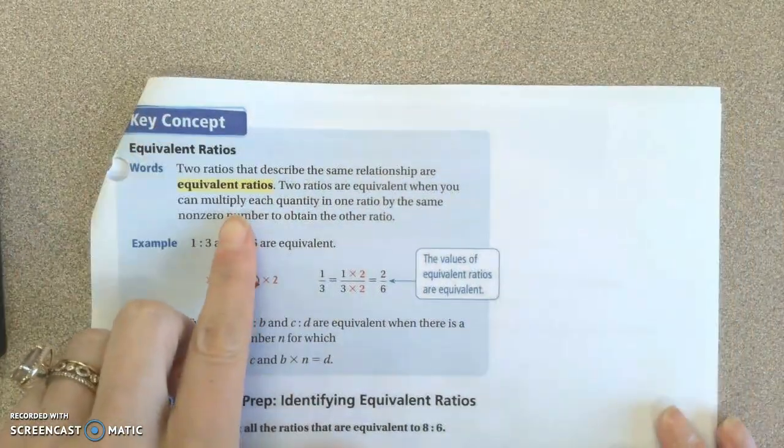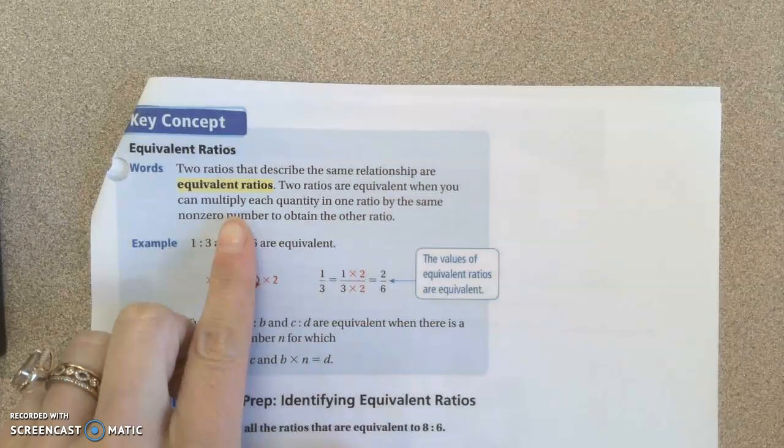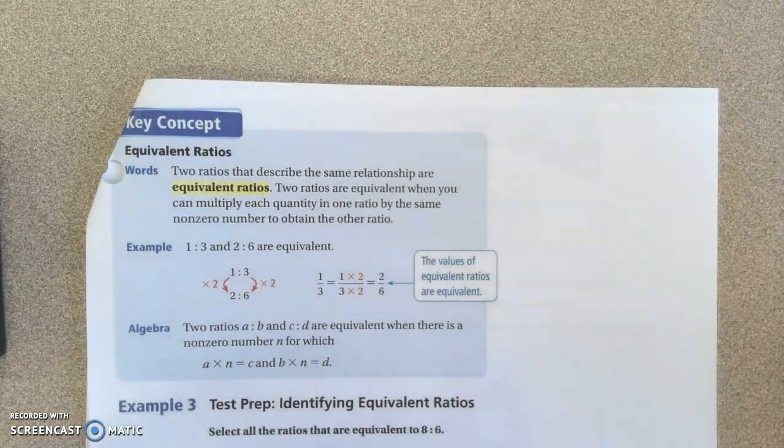Now we're going to look at equivalent ratios. So equivalent ratios are 2 ratios that describe the same relationship. And it's very similar to fractions. 2 ratios are equivalent when you can multiply each quantity in the ratio by the same non-zero number to obtain the other. So you're multiplying each number in the ratio by the same value, just like with equivalent fractions. Okay? So let's take a look at this.